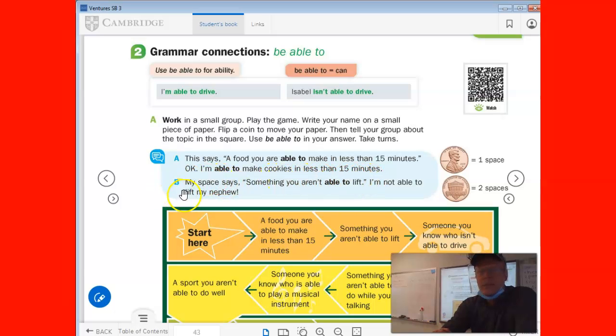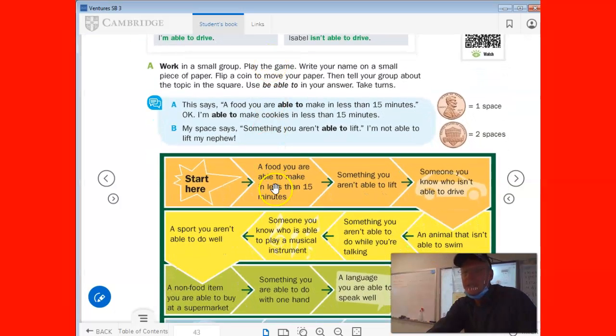Good. And then B. To lift. Good. I'm not able to lift my nephew. So the idea here is to play a game, but since there's only one of you, let's just go through this and see if we can create an example from each one of these. Okay? It'll be really great practice.